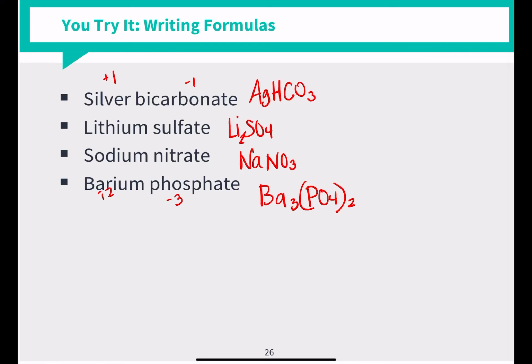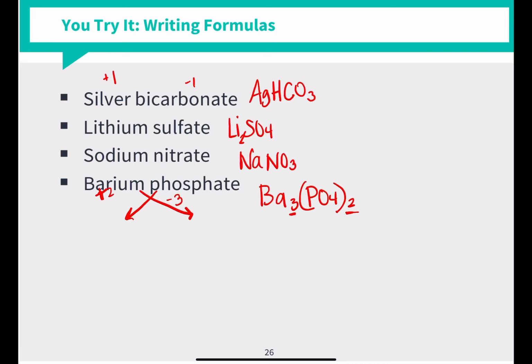So Li2SO4. Sodium and nitrate are both +1 and -1 charges. So those charges will cancel nicely, just leaving us with NaNO3. Okay? And then the last one, barium has a +2 charge. Phosphate has a -3 charge. So we want to crisscross those charges, putting the 3 from phosphate on barium, the 2 from barium on phosphate, and it should give us Ba3(PO4)2.